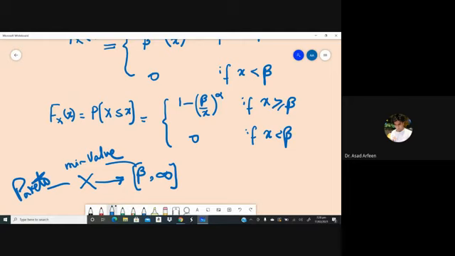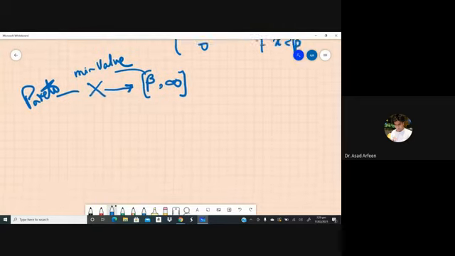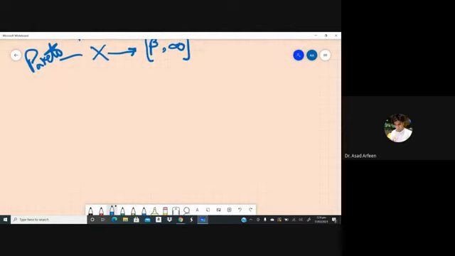So we will talk more about how it works and how it behaves. Just to be more clear, I will try to make a derivation here, for the Pareto random variable.